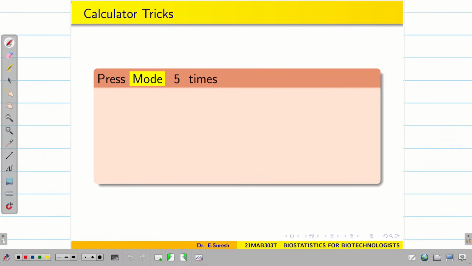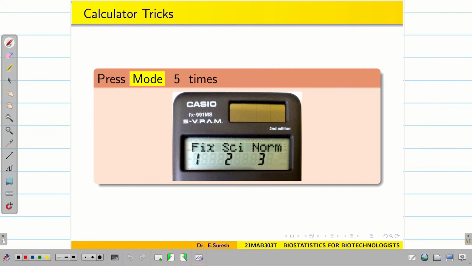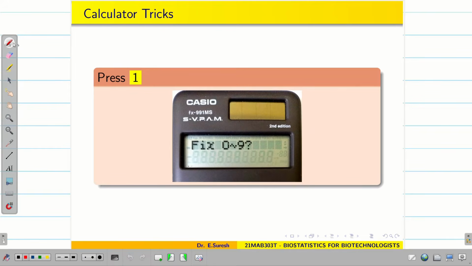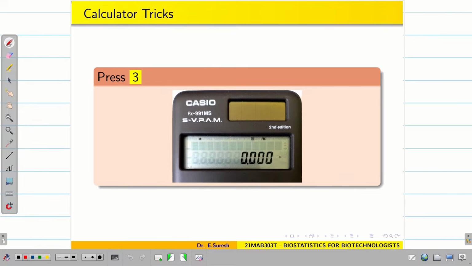Now to fix the decimal places, press mode 5 times. You can see the option Fix. Choose option 1, and once you choose the option, it will ask what is your decimal from 0 to 9. So you can fix 3 by pressing 3. Once you do this, you can see the display like this. Now press the AC button. Your calculator is ready.